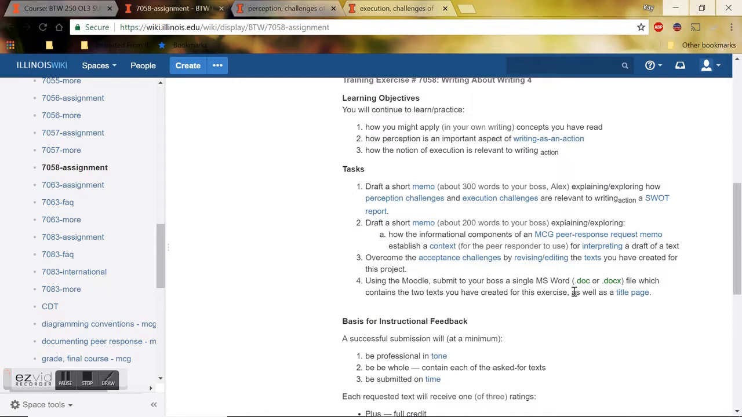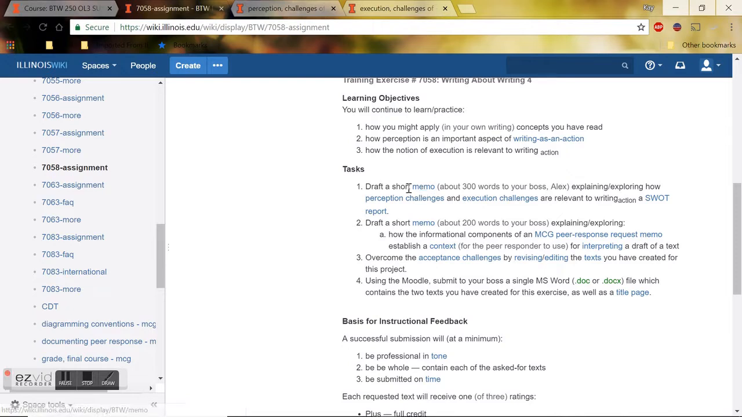Okay, so all three of these things should be in one Word document when you submit them to Moodle. So in one Word document, you should have a title page, then your memo on perception and execution, and then your memo on interpreting. Okay, so I'm going to be focusing on task number 1 right now.